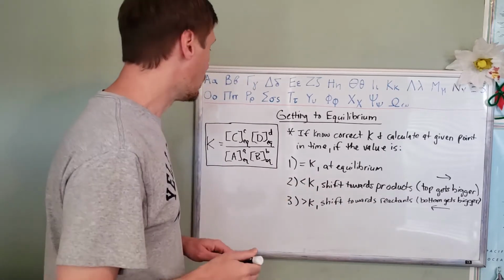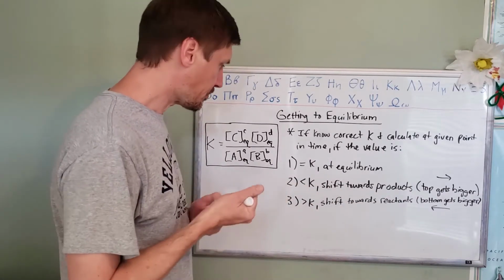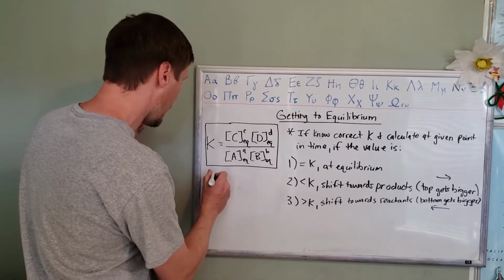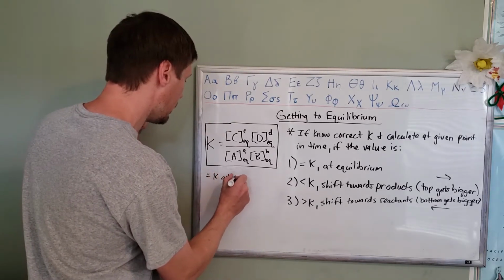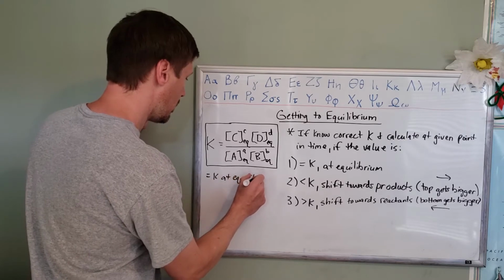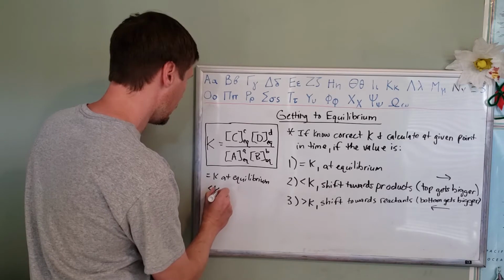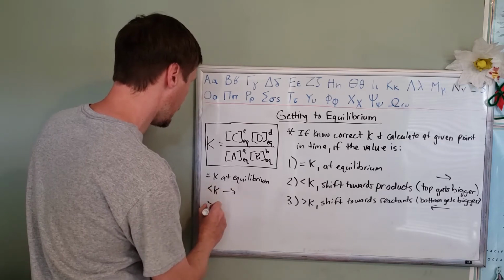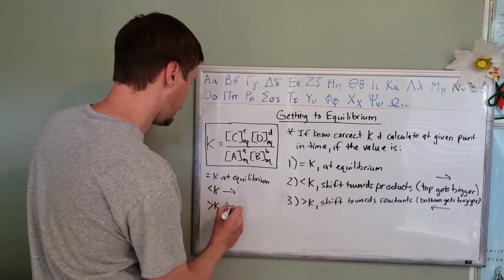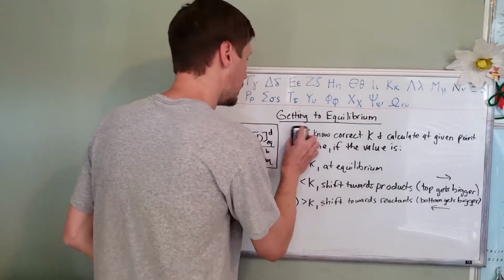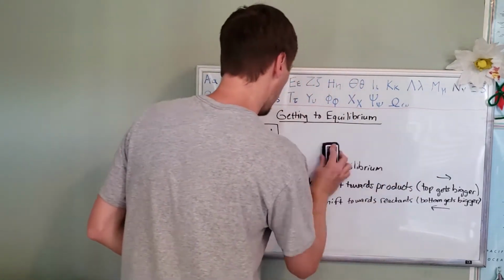All right, so let's do a couple of problems, and I'm just going to write this down real quick. If it's equal to K, we're at equilibrium. If it's less than K, we need it to go this way, and if it's greater than K, we need to shift towards the reactants. All right, so we'll just write that down as a reminder as we do these couple of problems here.